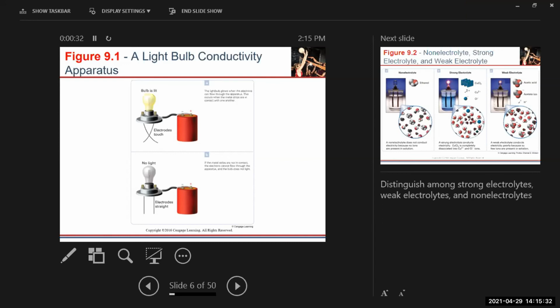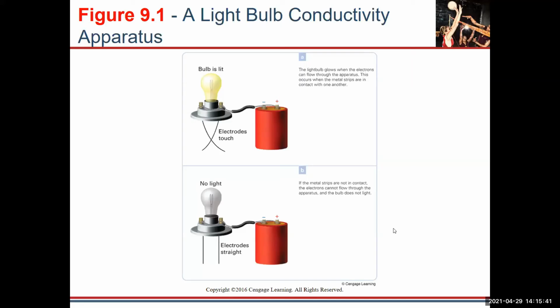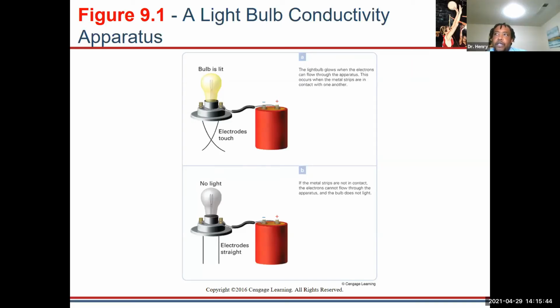Dr. Henry, can you make that full screen? Was it not full screen? Oh, I'm sorry. No. That's my little screen. Yeah. Can you see it now? Mhm. Okay.